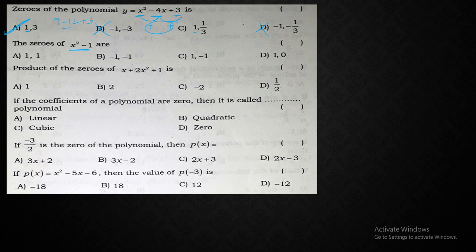Right, x square minus 1. I can write this as x square minus 1 square. So this I can write as x plus 1 into x minus 1. From this, what are the zeros? One is plus 1, the other one is minus 1. So option C is my answer.